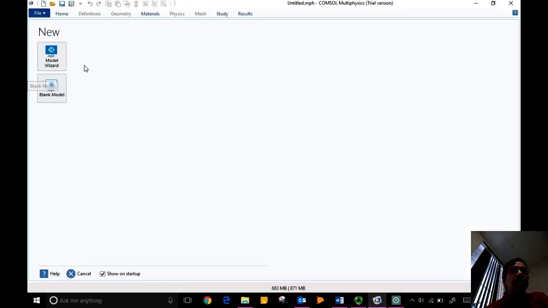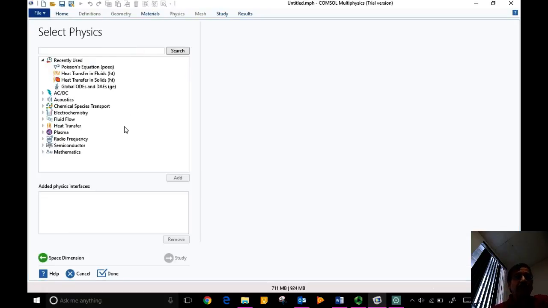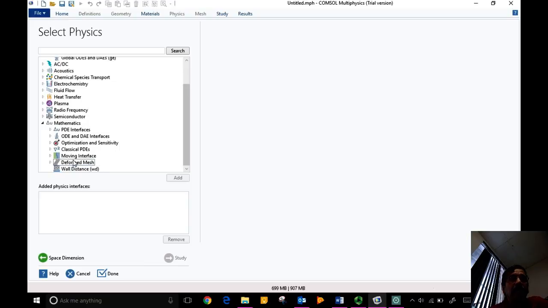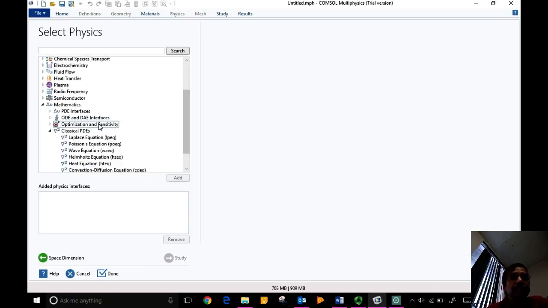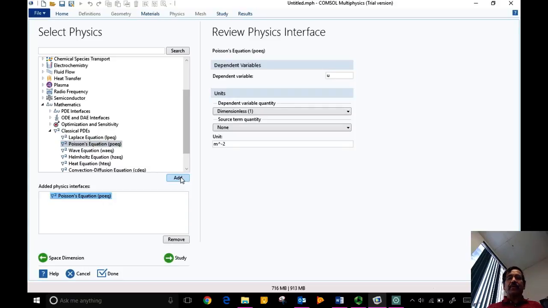So I will build a model wizard. Instead of 0D, I will pick 1D because I have a variation in one dimension. And then I need to find the model that will correspond, because it says select physics. So I go to mathematics and I look at classical partial differential equations. Here you have Laplace equation, Poisson's equation, wave equation, heat equation. Let me just pick Poisson equation; Poisson equation and heat equation will probably be the same. Let me just take the Poisson equation and add that physics. So I picked my physics that represents my equations.